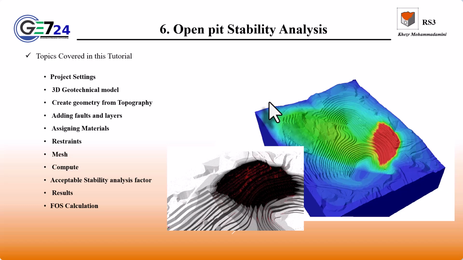and also about the type of ground, and geotechnical ground. So about the mesh, compute, and acceptable stability, again, for these two examples, and the results that we need to present, and adding to the design report and FOS calculation.